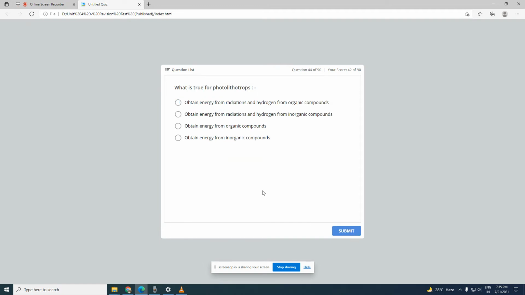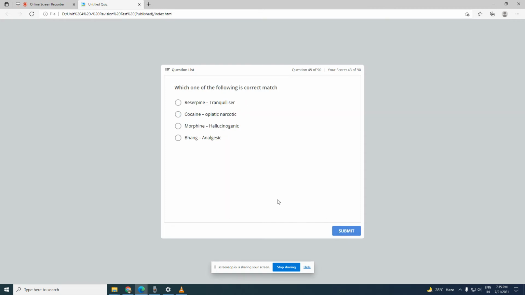What is true for photolithotrophs? Obtain energy from radiations and hydrogen from organic compounds. Obtain energy from radiations and hydrogen from inorganic compounds. Obtain energy from the organic compounds. Obtain energy from the inorganic compounds. Which is the right answer? Option B, obtain energy from radiations and hydrogen from the inorganic compounds, is the right answer.